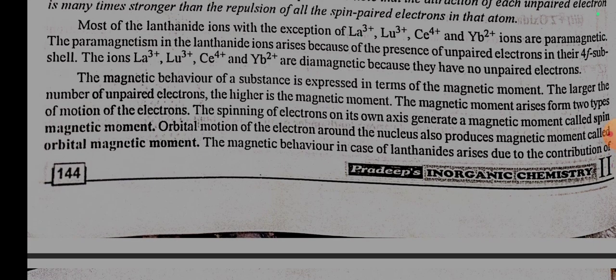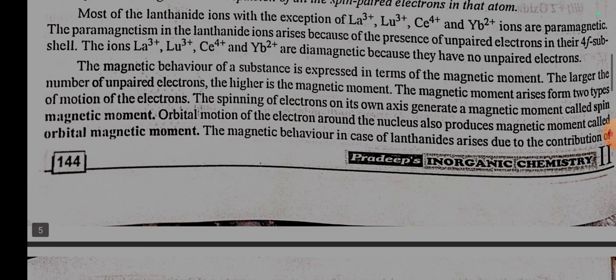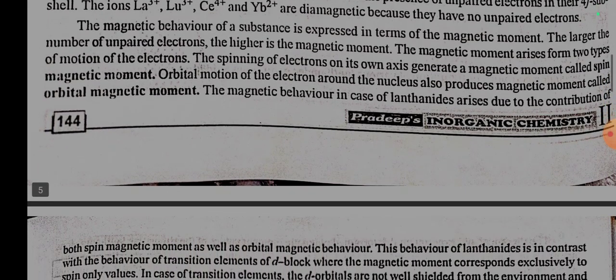The magnetic behavior of a substance is expressed in terms of the magnetic moment. The larger the number of unpaired electrons, the higher the magnetic moment. The magnetic moment arises from two types of motion of the electron. The spinning of the electron on its own axis generates a magnetic moment called the spin magnetic moment, and the orbital motion of the electron around the nucleus also produces a magnetic moment called the orbital magnetic moment.